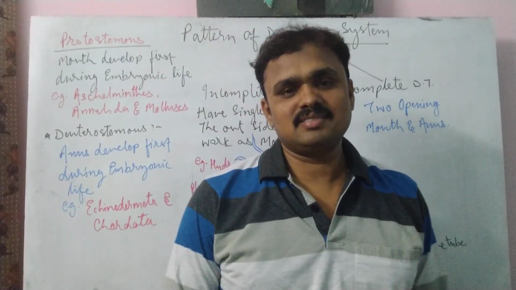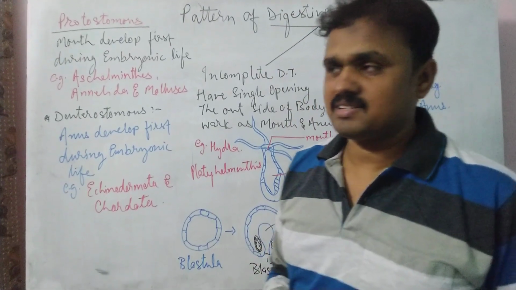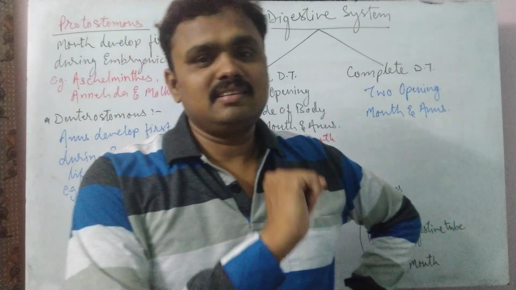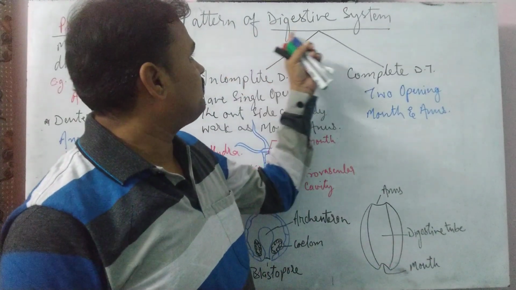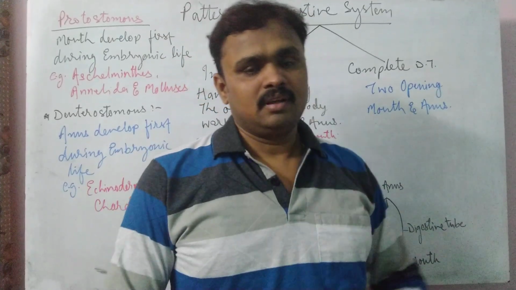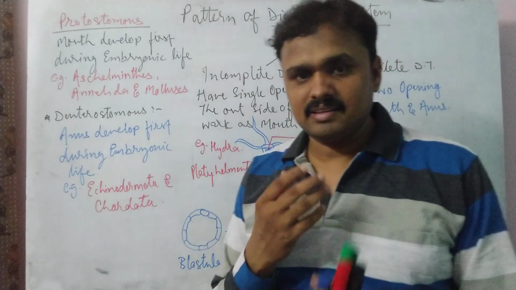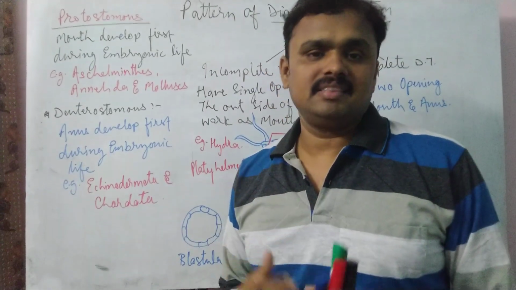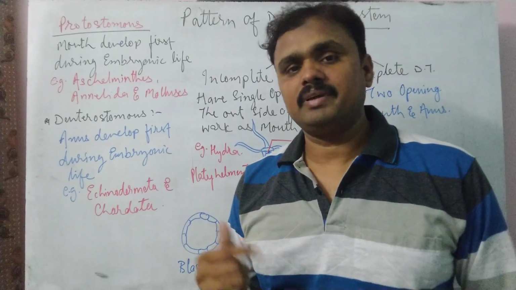Okay, hello friends. As we have discussed the basis of the pattern of the classification, now what we are discussing today is how, on the basis of the pattern of the digestive system, we can divide or classify the animals. First, we are talking about the holozoic animals, which means they take in food, ingest it, digest it, and remove the waste out of their body.